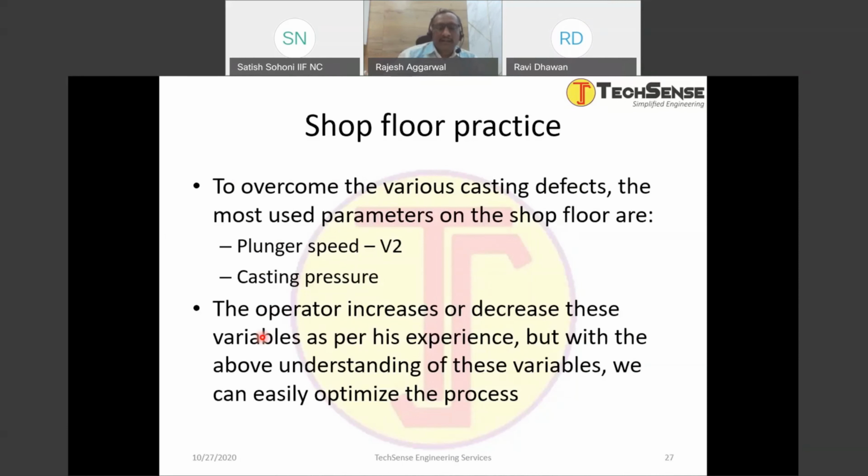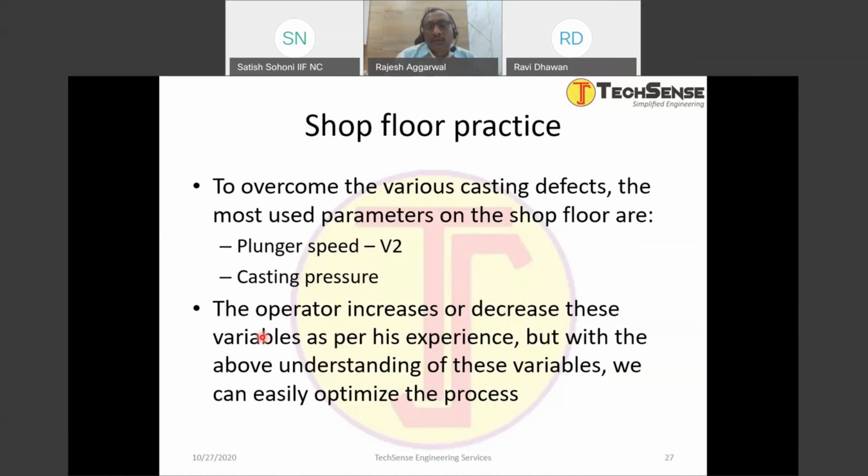Are we getting it? If you talk to a foundry person or the supervisor or the operator, correct? You tell him that I am getting a non-filling in a particular area. So what will he do? He will increase the speed or he will increase the pressure, either one of them or both of them. Or maybe he tries different combinations of both these variables, correct? Till he gets a good casting quality in his hand.